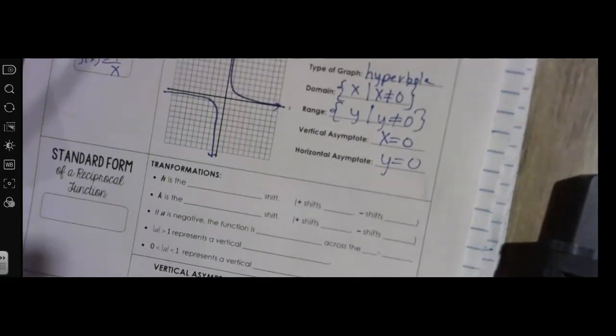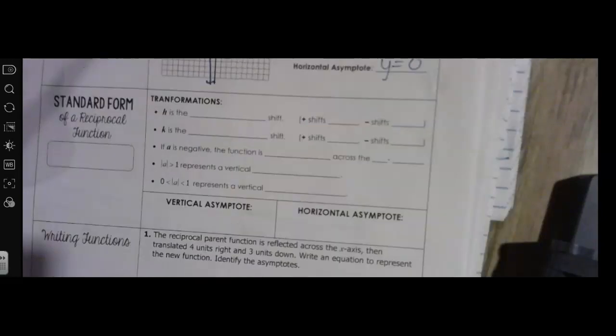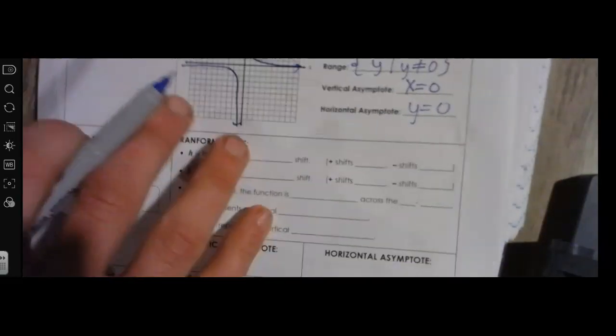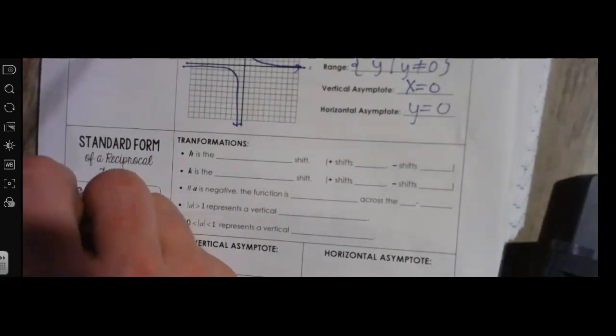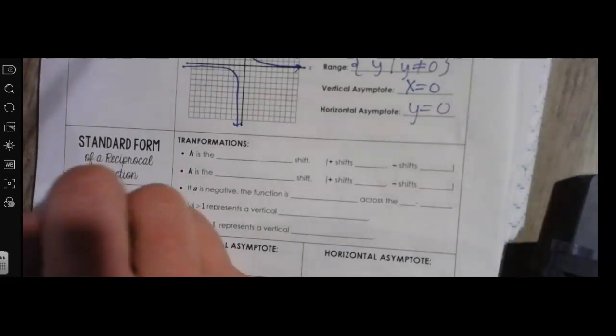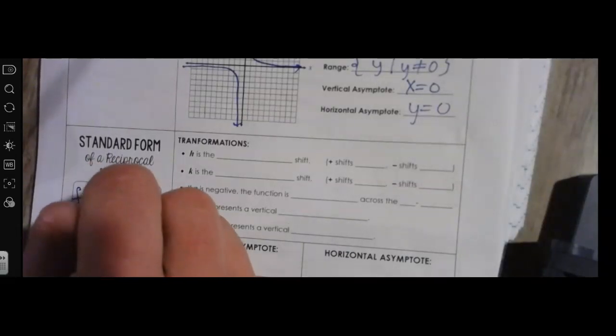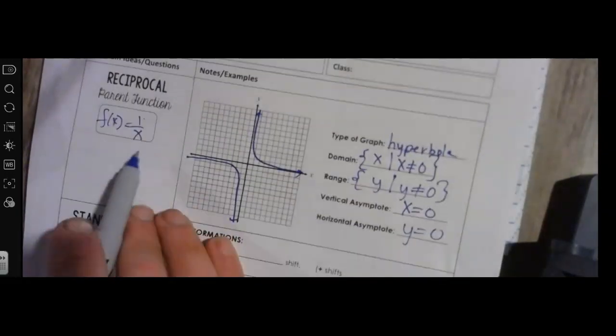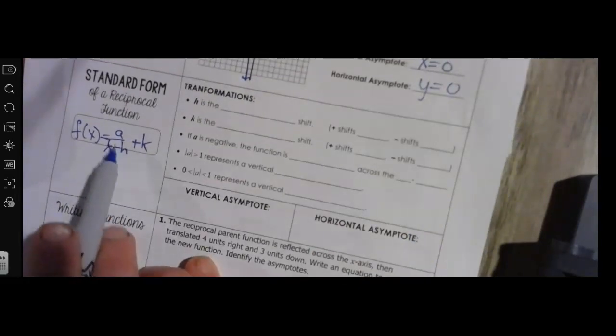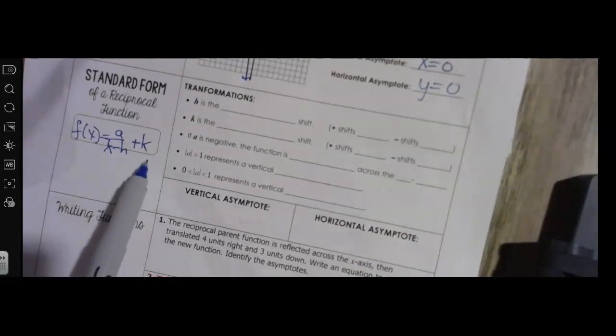Alright, now we'll take a look at the standard form of the reciprocal function. Typically, it's going to look like this: f of x is equal to a over x minus h plus k. So we could have some transformations is what we're saying. You start off with a parent function of 1 over x, and then you have some transformations that go on where we subtract something from x, we have something in the numerator, or we add something to the end. So you'll see some analogies to our previous unit.